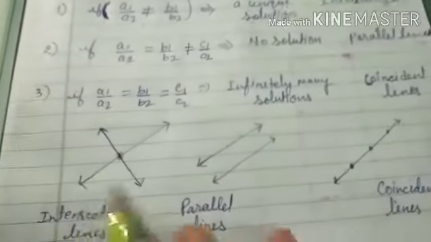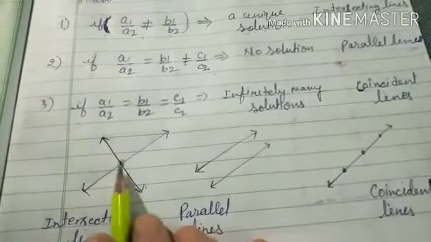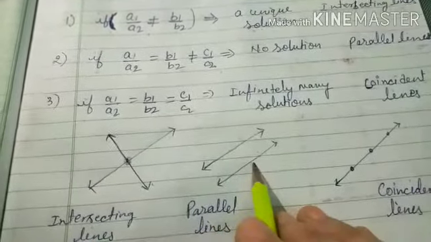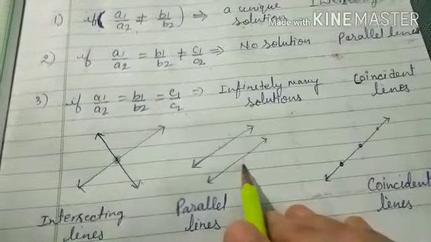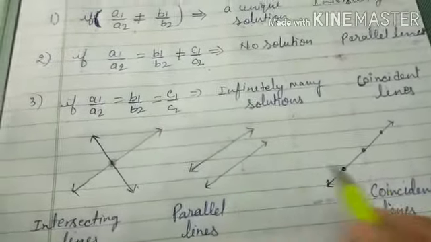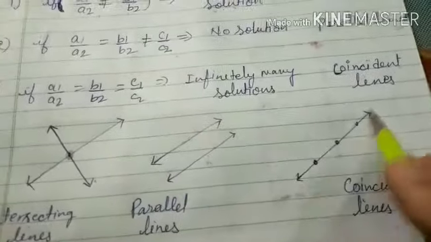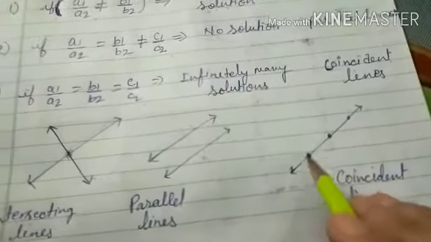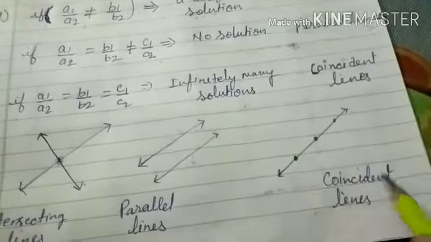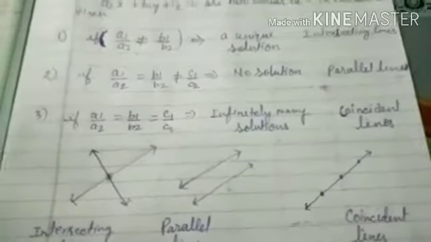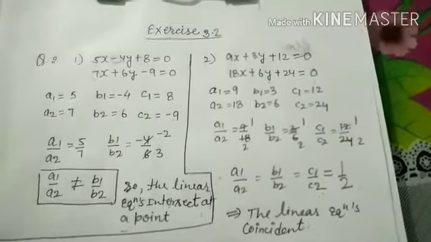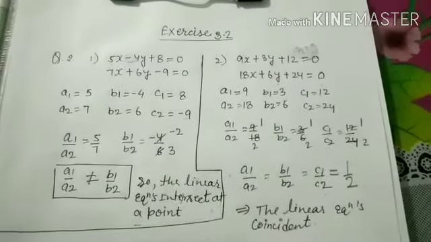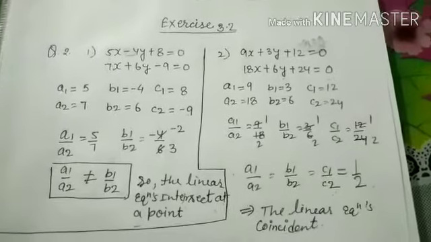Here we can see that these are intersecting lines, intersecting at only one point, so there will be only one solution. These are parallel lines, they are not intersecting one another, so there will be no solution. And this is the coincident line, in which many of the points are common to both lines, so there will be many solutions. Okay students, now we will do some questions of exercise 3.2 on the basis of a1/a2, b1/b2 and c1/c2.